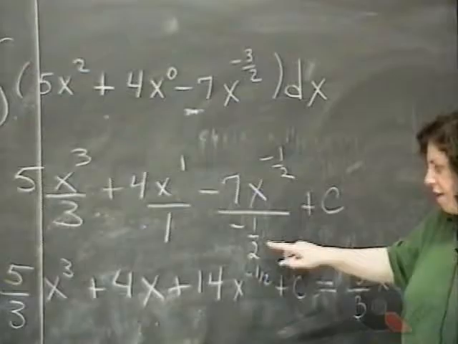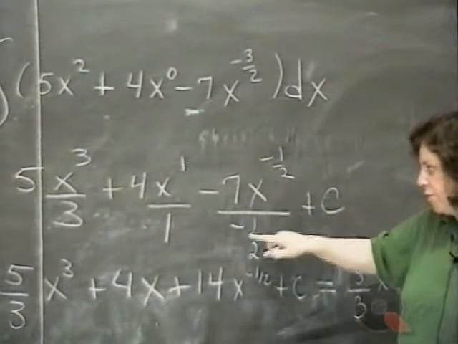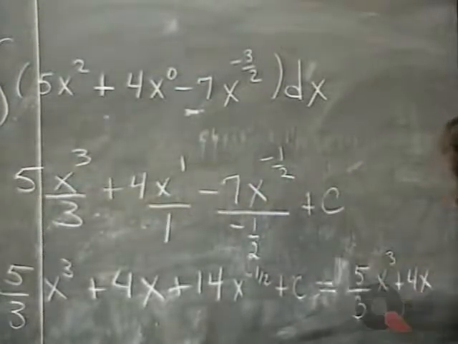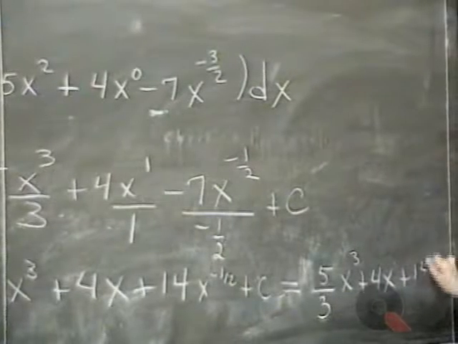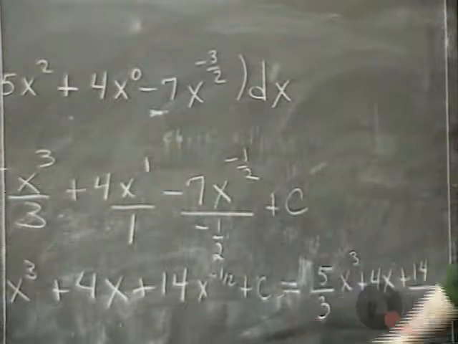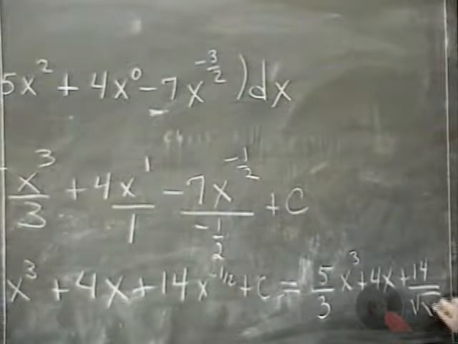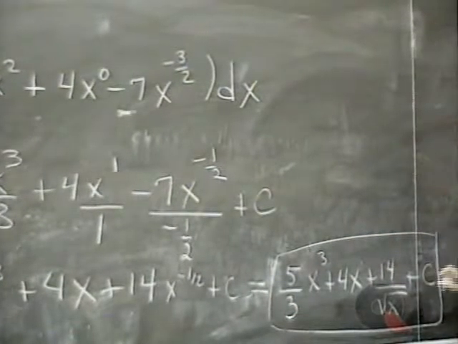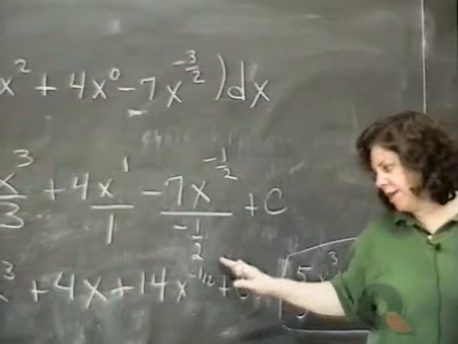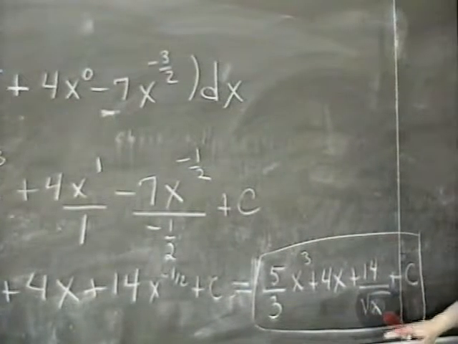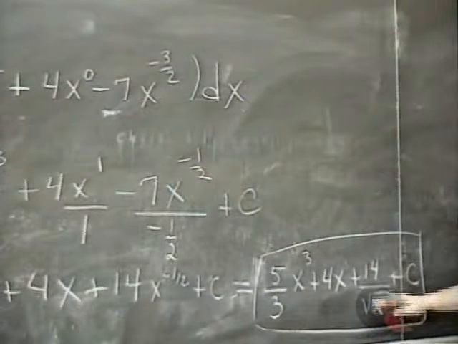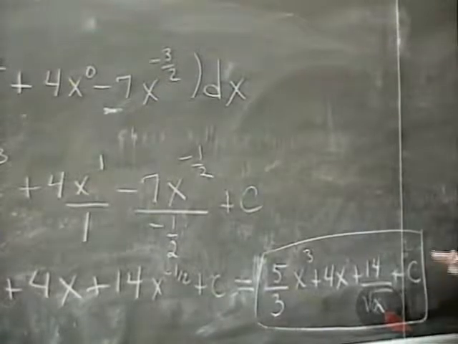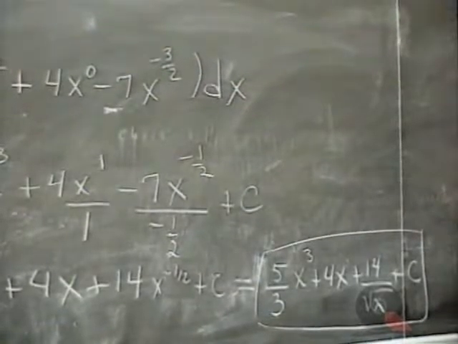We can finish this up as 5/3 x cubed plus 4x, plus 14x to the minus 1/2, which we'll rewrite as 14 over x to the 1/2, or over the square root of x, plus c. Instead of 14x to the minus 1/2, we write 14 over x to the 1/2, and then rewrite x to the 1/2 as the square root of x. This is a convenient way if we wanted to substitute a value for x in.